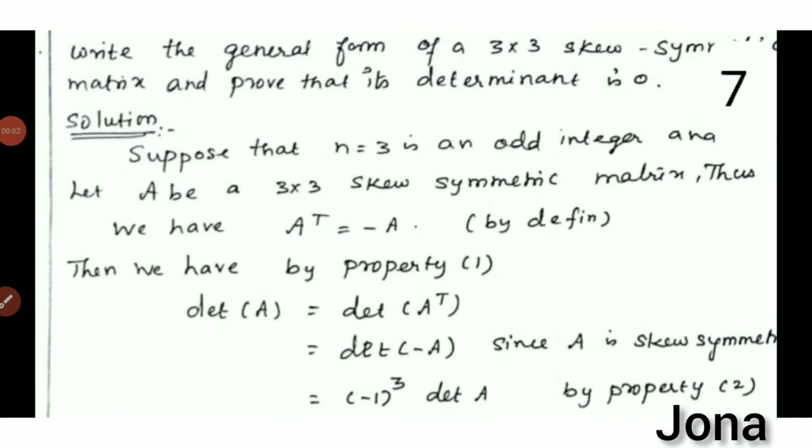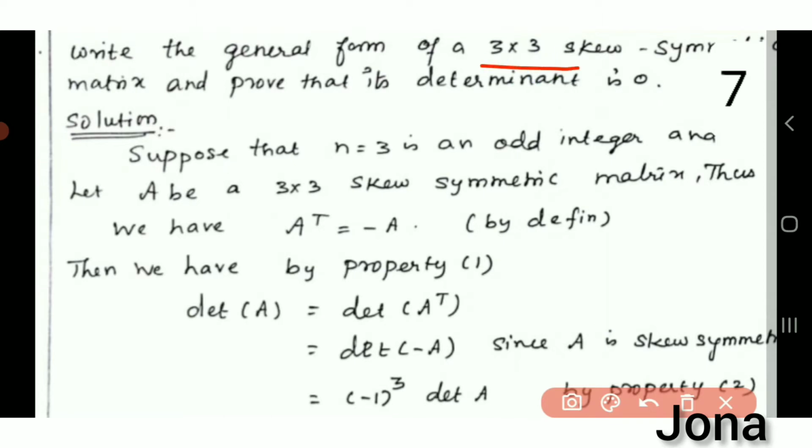Seventh problem. Write the general form of a 3 by 3 skew symmetric matrix and prove that its determinant is 0. We want to write the general form of the 3 by 3 skew symmetric matrix, and the determinant value is also 0. We have to prove that.